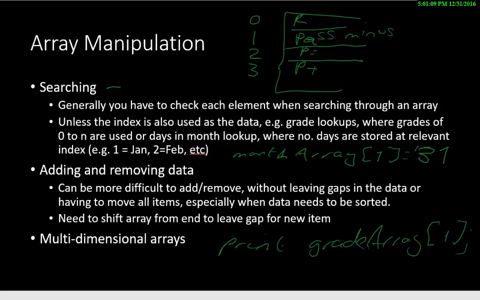Adding and removing data can be more difficult, and it could leave gaps in the data as you're moving data around. So it could take a while to manipulate the data in the array. You might need to move all of the data to leave gaps if you want to put it in order as well. And you have multidimensional arrays, sort of 2D arrays like this, for example. A bit more complicated. They're often used for graphics representing images, positioning of items, all sorts of different things. I'm not going to go too much into those because, again, this is an overview.